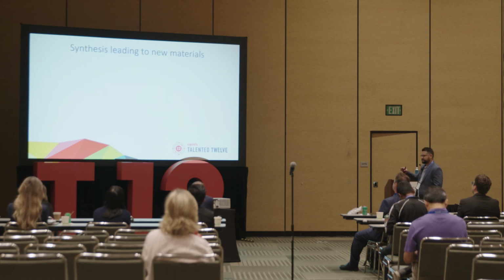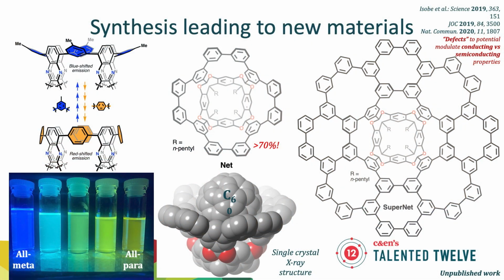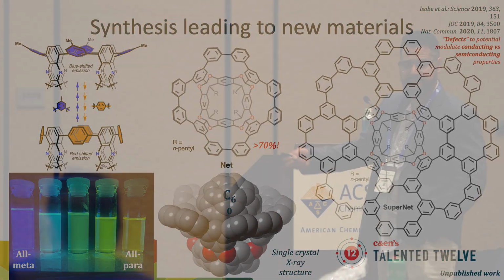Now, these synthetic methods have helped us to develop other types of materials. For example, here, by just changing the architecture or the connectivity of these tubes, we can go from a blue emitting tube all the way to orange. And this is essentially the same architecture. We're just changing one bond at a time.